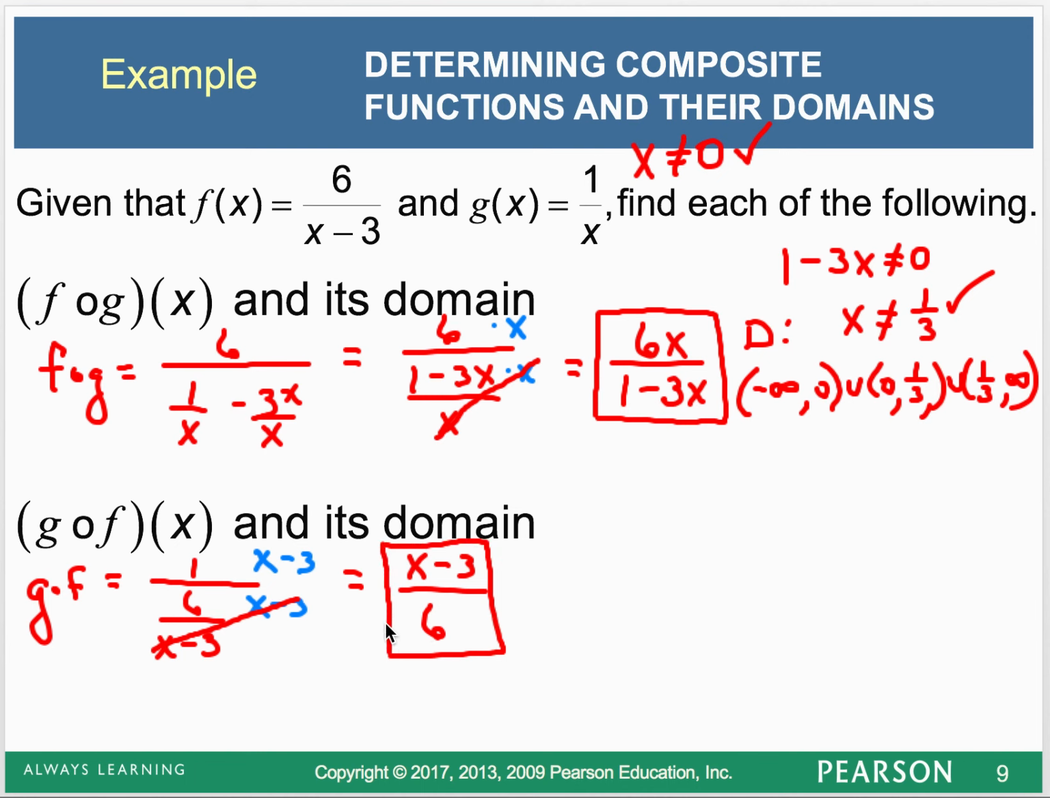Okay, now I need my domain. So this one, I don't have any problems. This domain, I do have a fraction, but not a fraction with a variable in the denominator. There's no way this denominator can be 0. It's 6. It'll never be 0. So this is all real numbers. But I need to go up and look at f. Oh, I've got a problem here. My domain in f cannot be 3. X cannot be 3. So my final domain down here is x cannot be 3. So negative infinity to 3 or 3 to infinity.